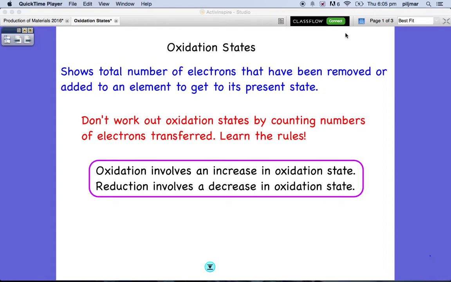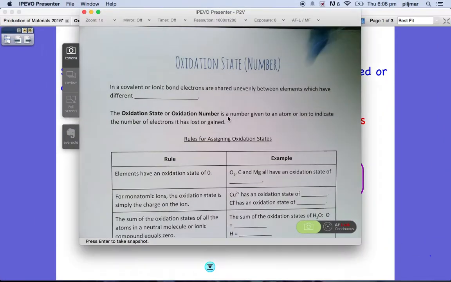When we learn these rules, what we'll see is oxidation will be shown by an increase in oxidation state when the substance goes from reactant to product, whereas reduction will involve a decrease in the oxidation state or number. So we will see numerically a decrease from when it is a reactant to when it is a product. It's much easier for us to see that in an example, so we'll come across that rule again.